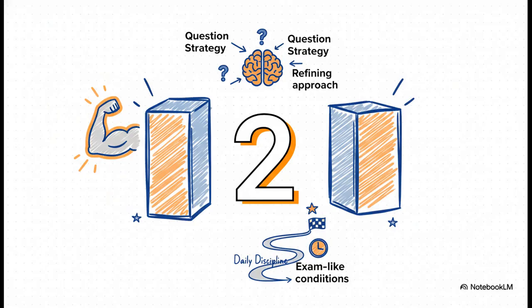During round 2, this number is your new religion. 2 blocks of UWorld every single day. I don't care if you're tired. I don't care if you're not motivated. You do 2 blocks. Why? Because question strategy is a perishable skill. It's like a muscle. If you don't work it out every day, it gets weak. This is how you stay sharp and ready.